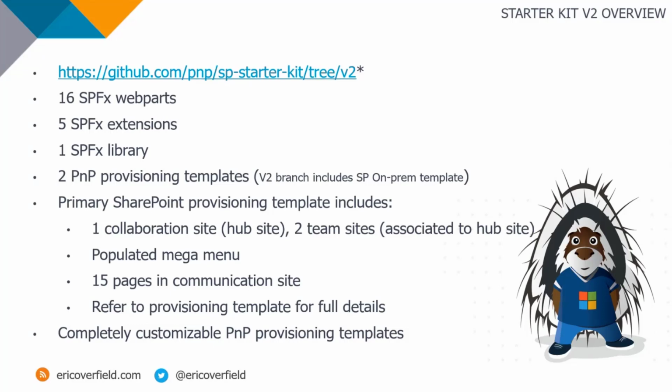And then within the primary provisioning template, if you want to look at a larger provisioning example, what it's trying to do is provision a communication site, which turns into a hub site. This is all within one command, which is super nice. Those who use the provisioning, of course, you know this is totally possible. 2 team sites are associated with that. It pre-populates the mega menu. It has 15 pages within the hub site, within that communication site, with different components, different layouts added to it.